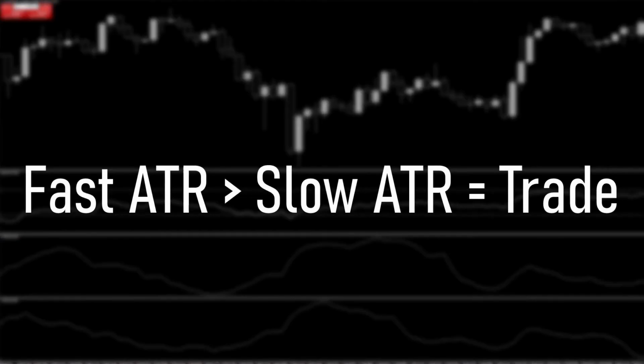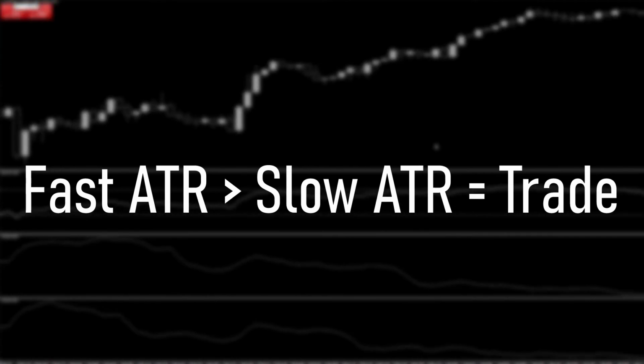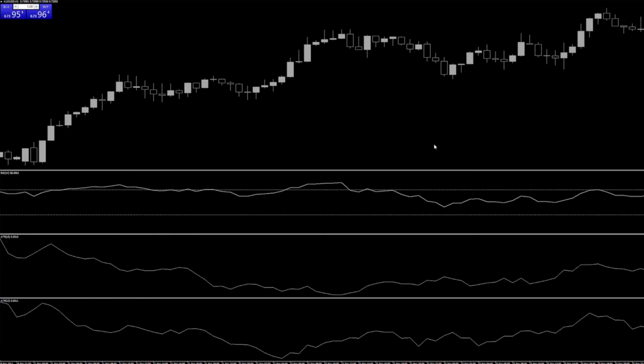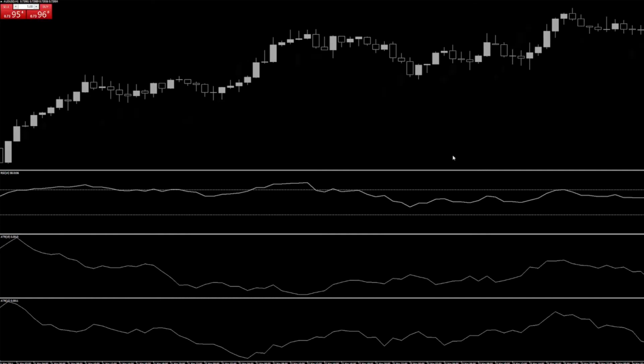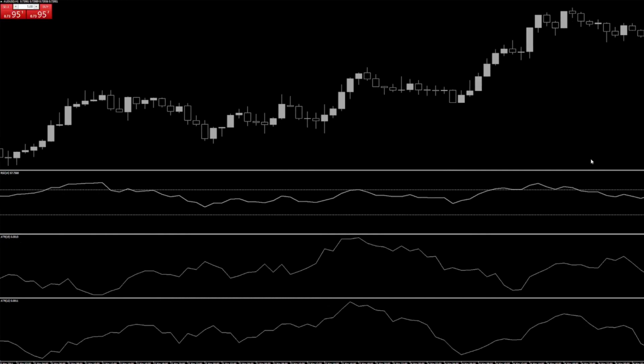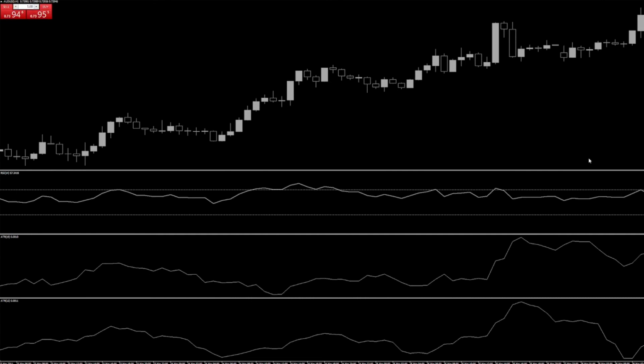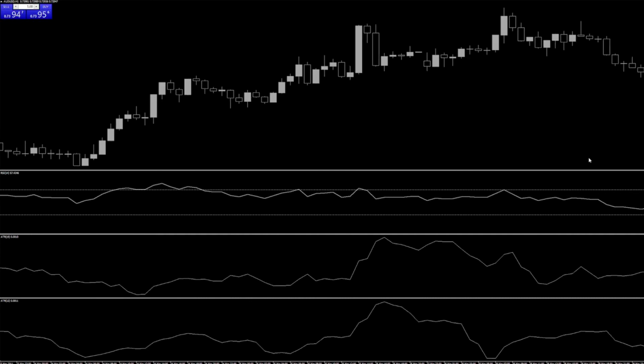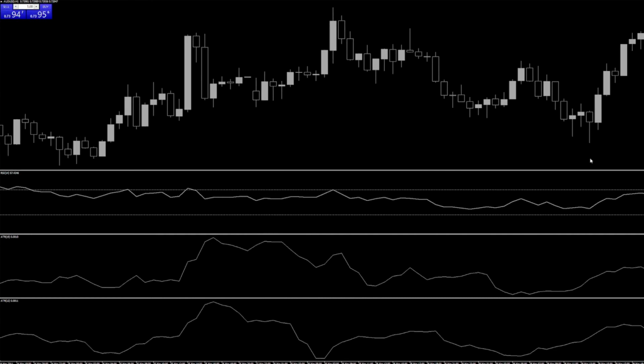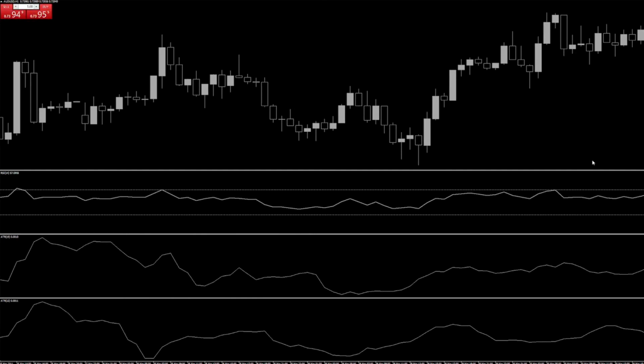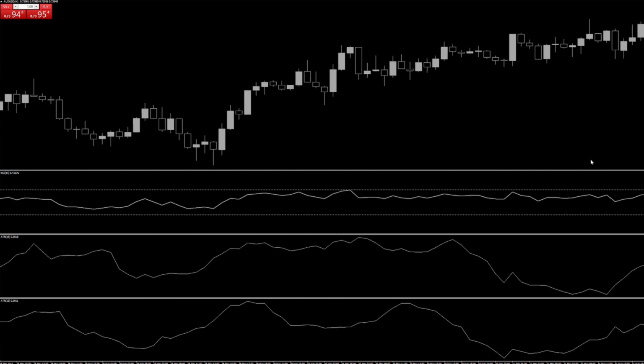If the value of the fast ATR is greater than the value of the slow ATR, it's giving the green light to trade. This is actually one of the most powerful ways to filter volatility that I have found, and you can use this concept on all time frames. If the ATRs are giving the green light to trade, we move down to the hourly time frame and we are only trading during the Asian session.